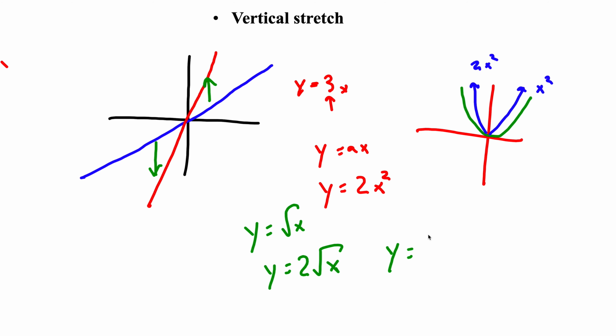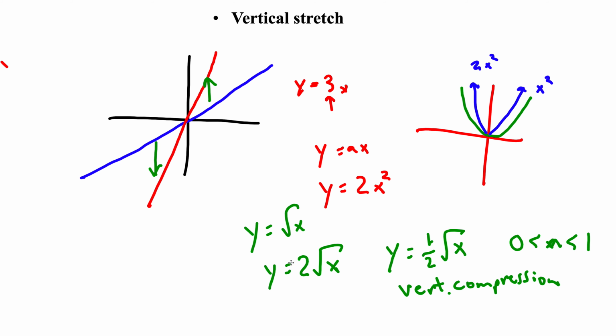If we vertically stretch by a factor of 1/2, you can see the difference, 2 would cause an increase. Multiplying something by 1/2 causes a decrease. This would cause what is called a vertical compression. So if you're looking at values of a between 0 and 1, that would actually be a vertical compression.